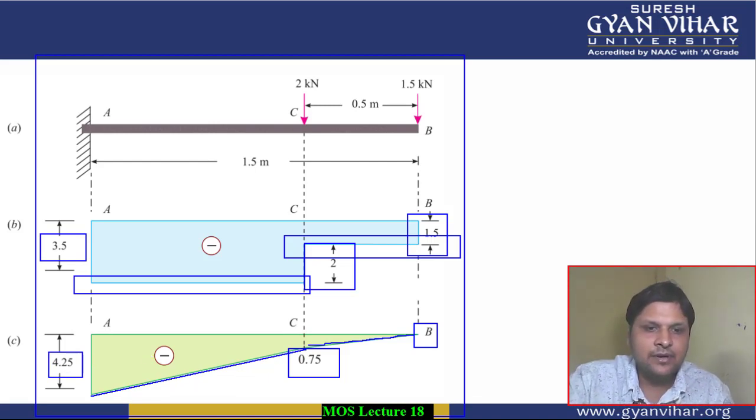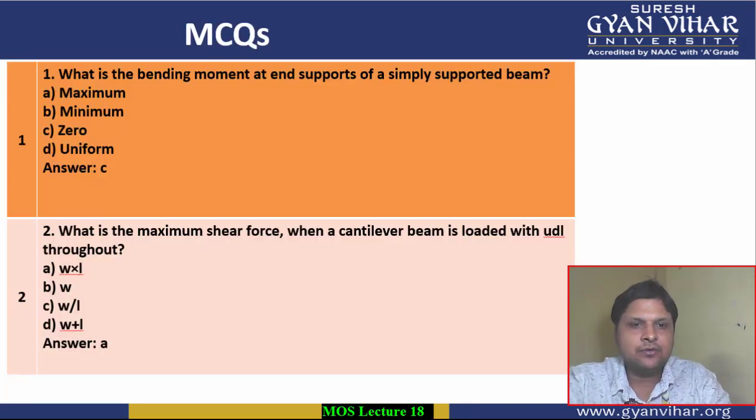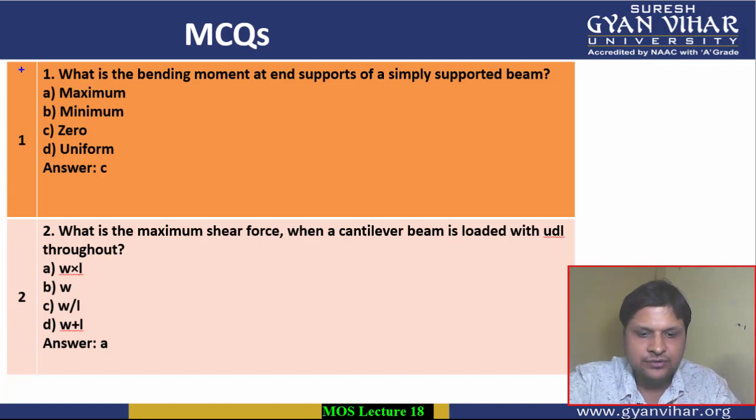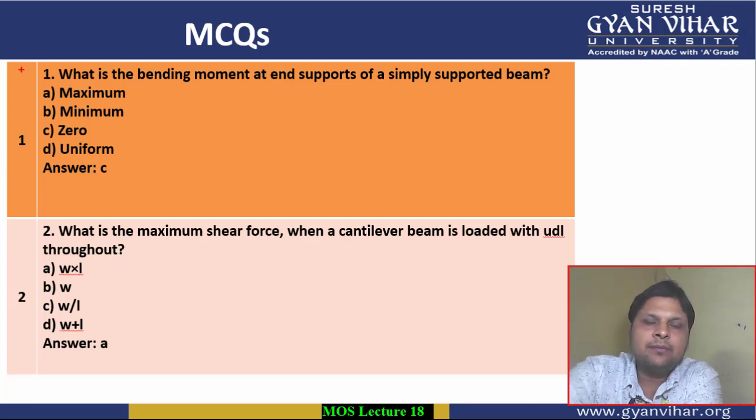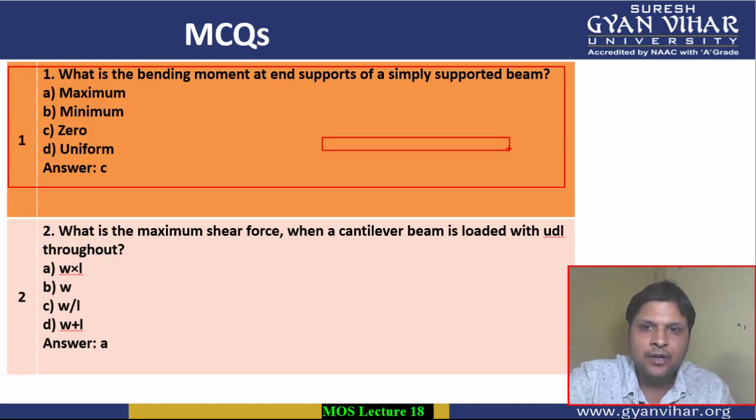Now let's solve some multiple choice questions. First of all, multiple choice question number 1. Let's see what the question is saying to us. What is the bending moment at end support of a simply supported beam? So the bending moment at the support we have seen is equal to 0.